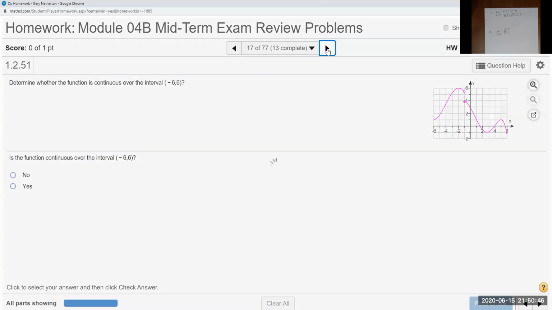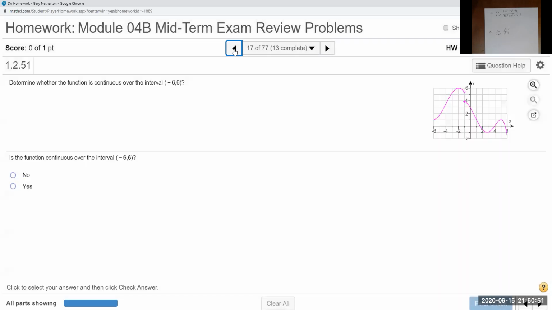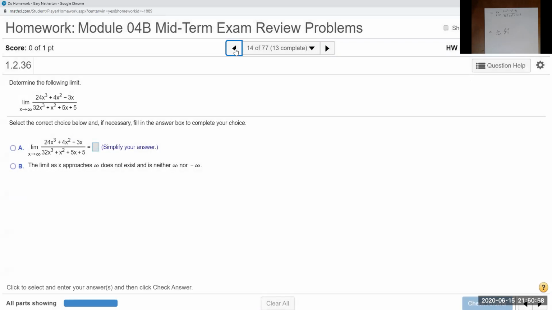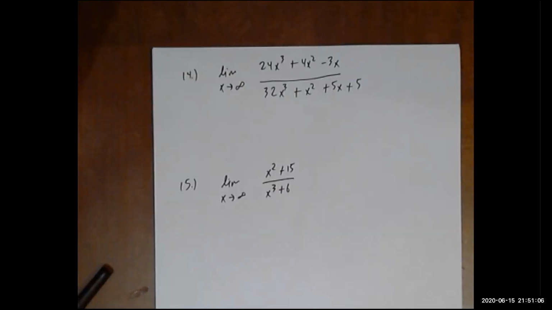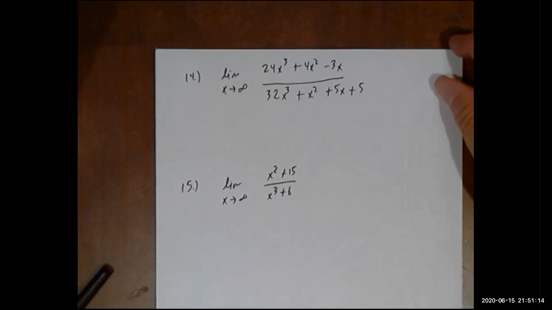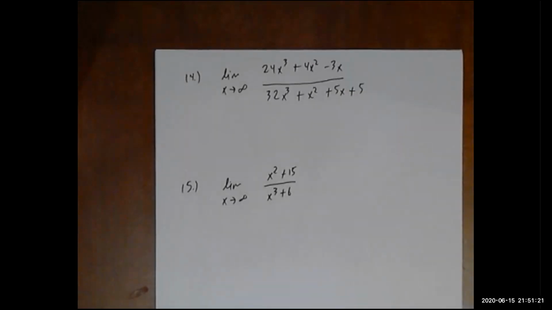All right. So let's go back to the first one. Then we're going to go to the paper, and we'll work out these two problems where we're looking at the limit as x approaches infinity. Now, once again, if you watch the YouTube videos I made, I gave the whole reason and how to solve these problems. So I'm not going to really explain why I'm doing what I'm doing. I'm just going to do it.